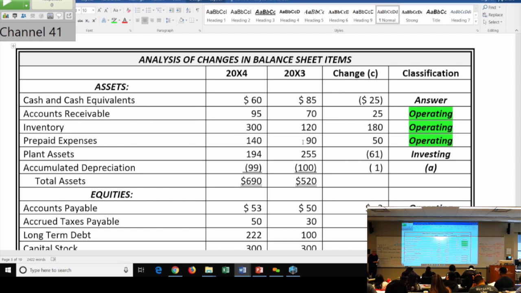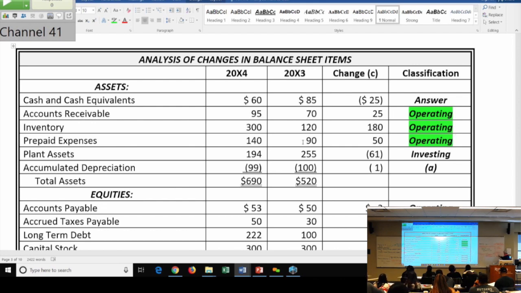What that means is that for any of those changes, inventory, 180, I don't care how you got 180. You could have bought $2,180,000 worth of inventory and sold $2 million. We don't care. We just want the 180. But what we do care about is here. Now, does this number make sense? Could you say unequivocally that the plan assets went down by 61? Well, I got more information here that tells me that can't be true.